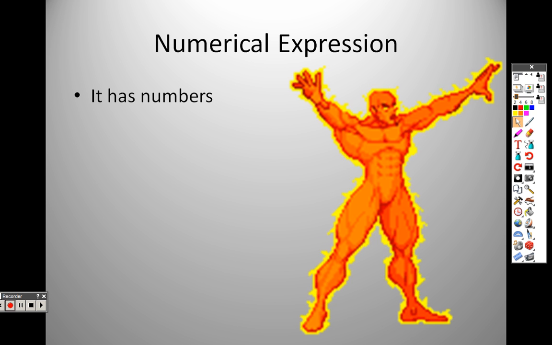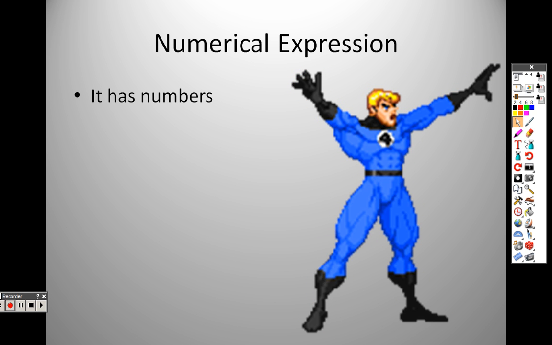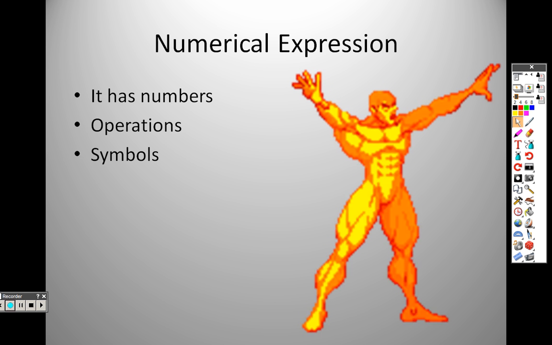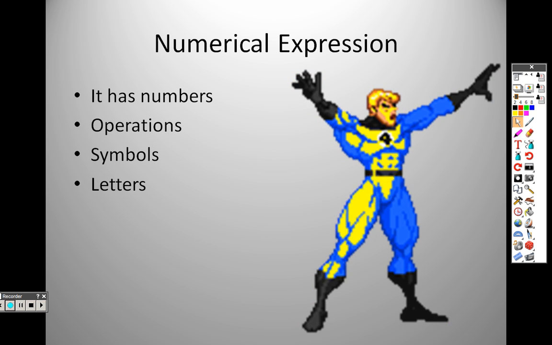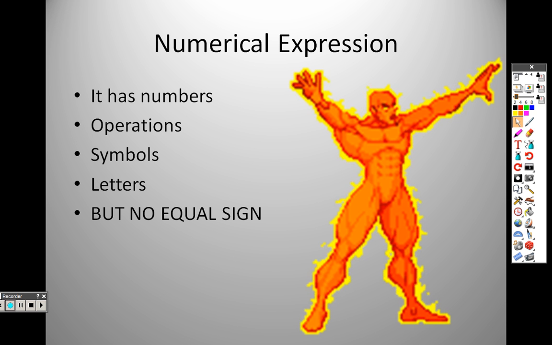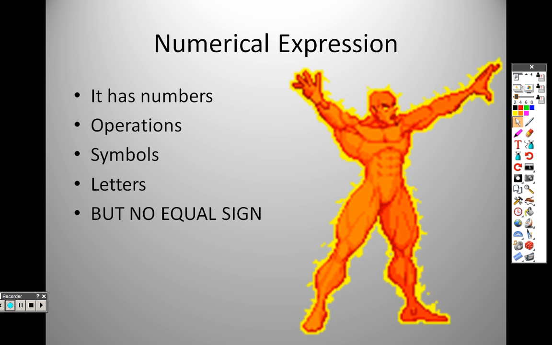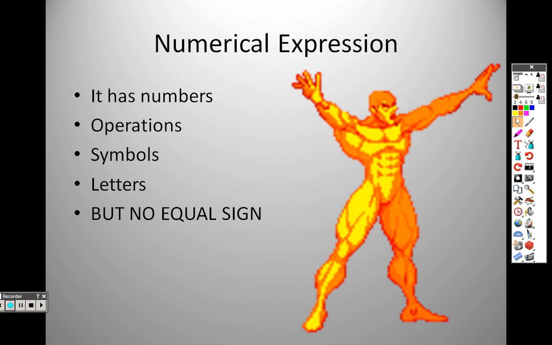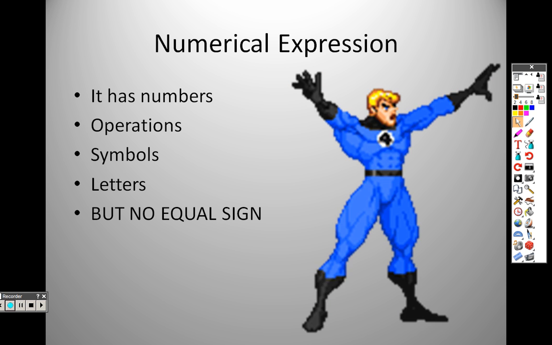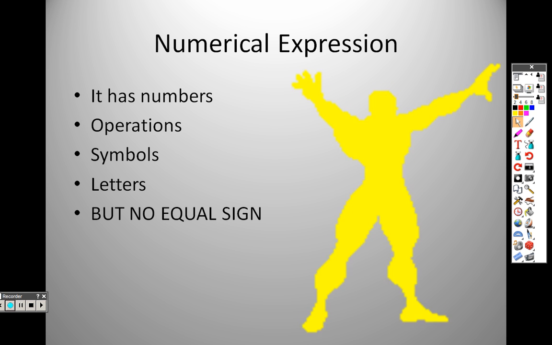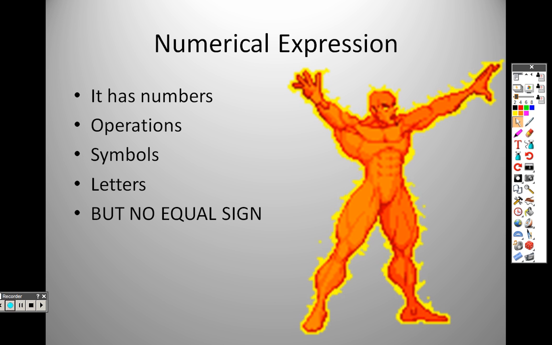Numerical expression. It has numbers. Okay, so that's the first thing to keep in mind. We're talking about a numerical expression. It has operations. It has symbols. It has letters in it, but no equal sign. When we talk about expressions, there is absolutely no equal sign involved. Okay, so we're just talking about letters, numbers, variables and operations, but we are not talking about any equal sign whatsoever in an expression.